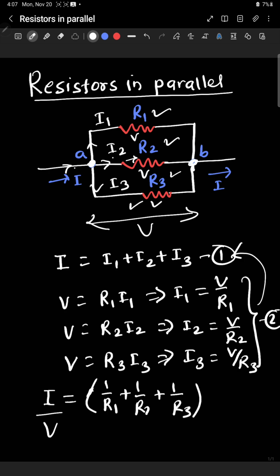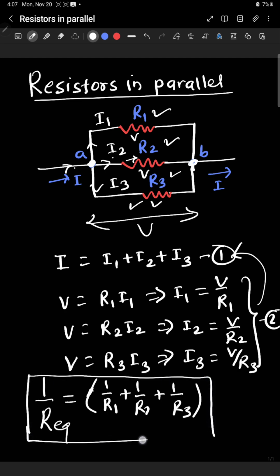What is I divided by V? From Ohm's law, V equals R I, so I divided by V will be 1 by R, right? So from there I can write the left-hand side as 1 divided by R equivalent, because this is the equivalent resistance of all of these resistances connected in parallel, R1, R2, and R3 overall.